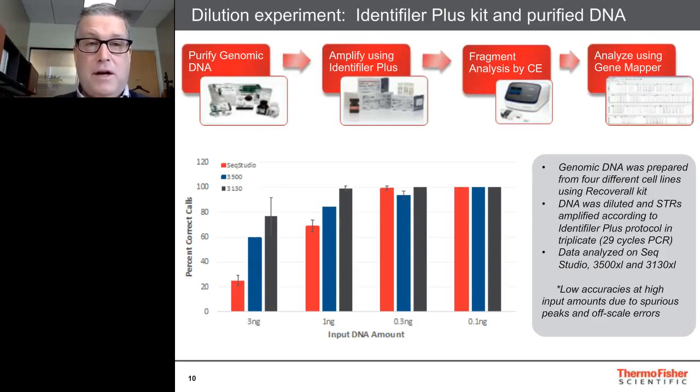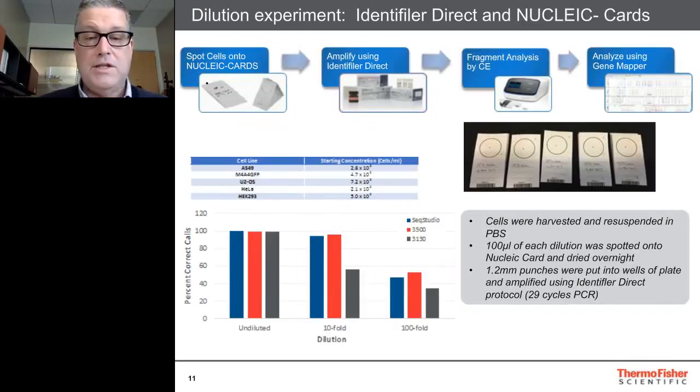The Identifiler Plus kit is meant to use 1 nanogram or less, and here we see that for 1 nanogram on 3130 instruments, we get a perfect calling frequency, and down at 0.3 nanograms, 300 picograms or less, we get perfect calls. On SeqStudio, we wind up getting out-of-range errors and spurious peaks because of the extra sensitivity. Using less than 1 nanogram can certainly be tolerated on the SeqStudio instruments and provide accurate results. So 1 nanogram is recommended.